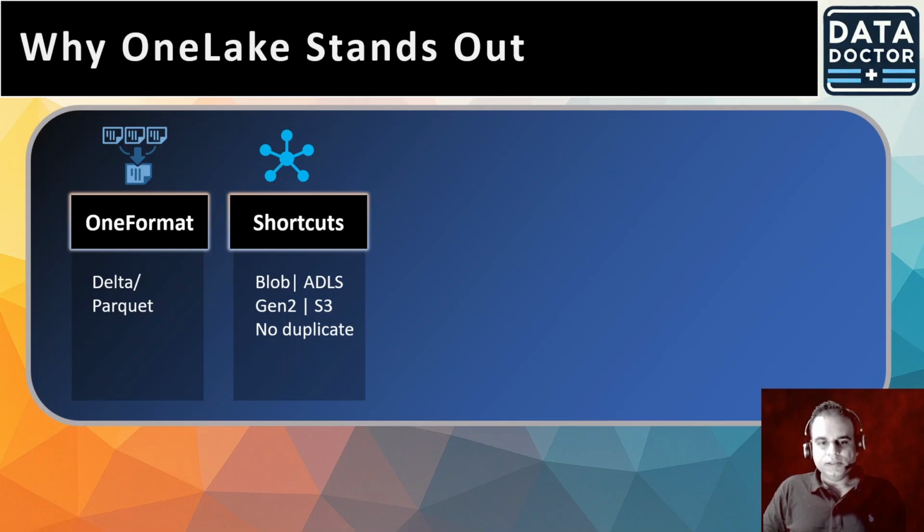Then we have one huge advantage: shortcuts. Within Fabric we are actually able to read the data from Blob, ADLS Gen2, S3, and so on. This means we don't need to transfer or copy the data, and therefore there are no duplicates. Without copying, we are able to read the data through a shortcut. This is one remarkable feature of Fabric.